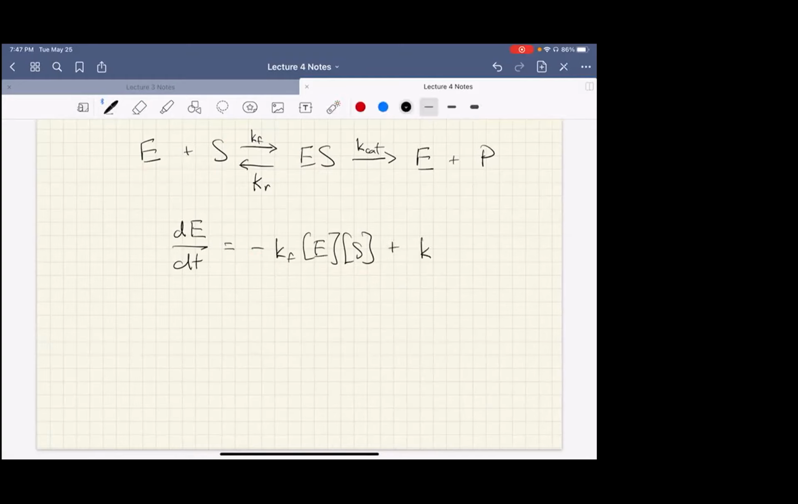Plus, coming back, the reverse reaction that creates E is this. That's KR times the concentration of ES. And I also get E from the catalysis reaction from here to there. And that occurs at rate Kcat times ES.